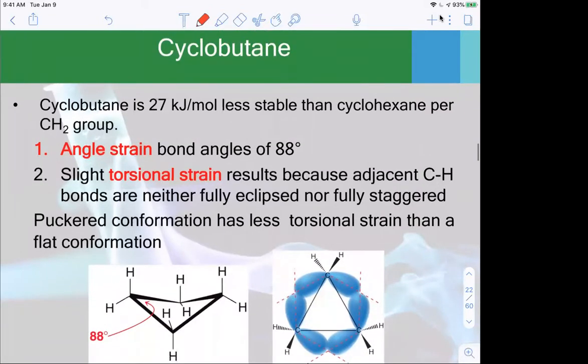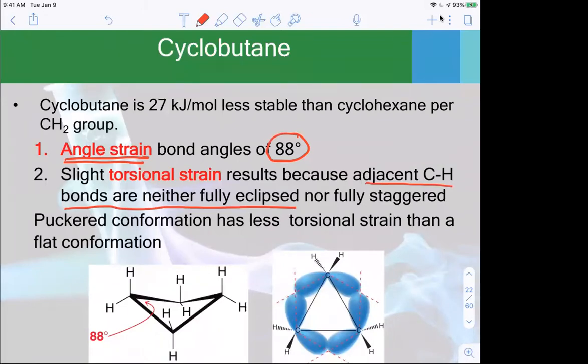When I look at cyclobutane, that's about 27 kilojoules per mole less stable than if my ring has 6 members, the cyclohexane. So I have bond angles about 88 degrees instead of 109.5. That gives me a lot of angle strain. I have some torsional strain because my adjacent carbon-hydrogen bonds are not either fully eclipsed or fully staggered.